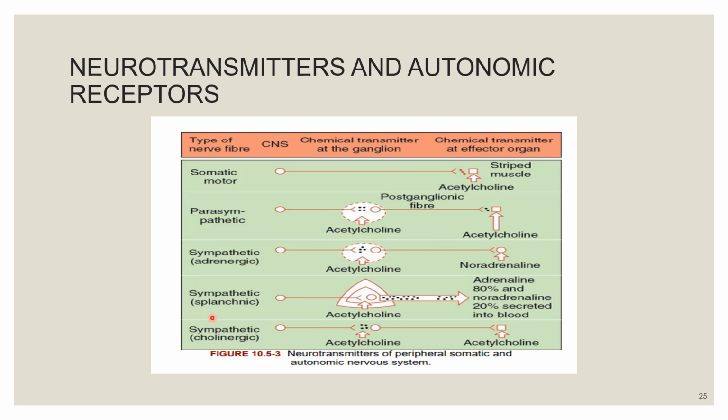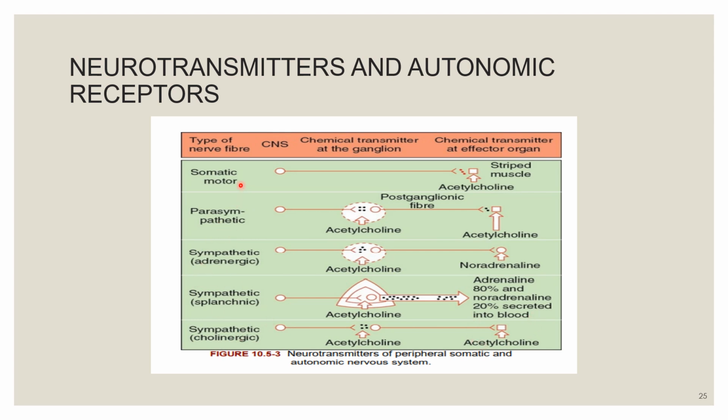So now coming to the second type, splanchnic. In the splanchnic region, what is happening? They will release acetylcholine in the ganglia, mainly this. What is this? This is the adrenal medulla. So they will release acetylcholine in the adrenal medulla. Then from the adrenal medulla, 80% adrenaline and 20% noradrenaline will be released into the bloodstream. Now coming to the cholinergic sympathetic nervous system. They will release acetylcholine in the sympathetic ganglia and also in the effector muscle, like our parasympathetic nervous system.